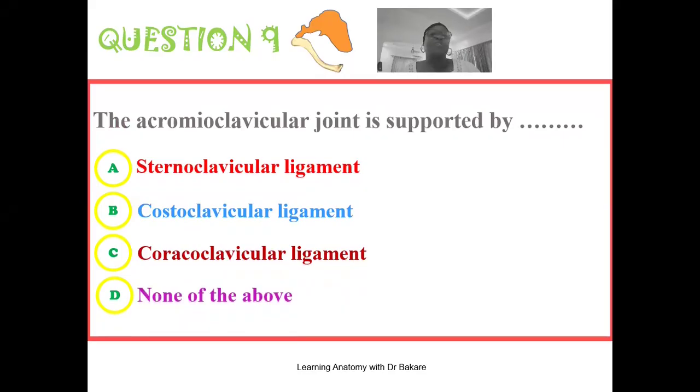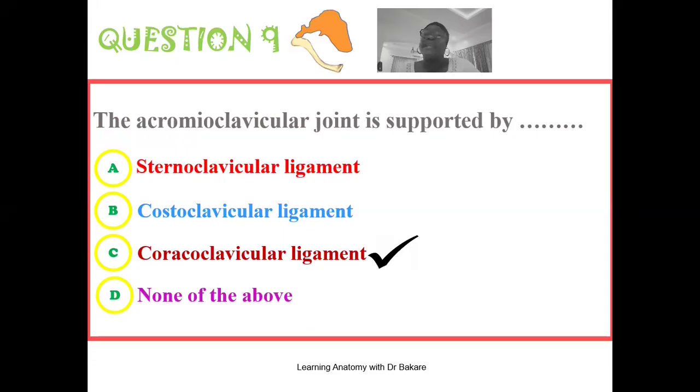The correct option here as it relates to the ligamentous support of the acromioclavicular joint is the coracoclavicular ligament. The coracoclavicular ligament is seen to be connecting the coracoid process of the scapula to the acromial end of the clavicle. This ligament is made up of two subsets, which include the conoid ligament and also the trapezoid ligament.